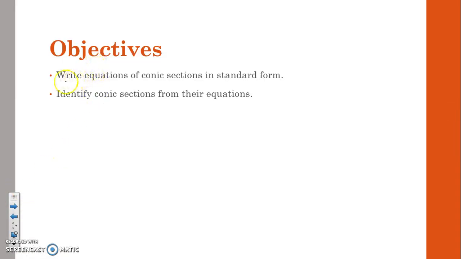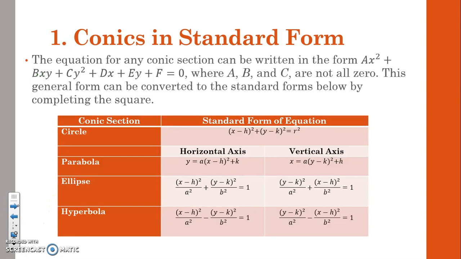So we're going to continue to practice this objective of writing equations of conic sections in standard form, just that in this section they're all mixed together. And we're going to practice looking at their equations and identifying which kind of conic section it is. So this is actually a really good review of all of the different kinds of conic sections that we've talked about. So the first part of this section is about conics that are written in standard form.